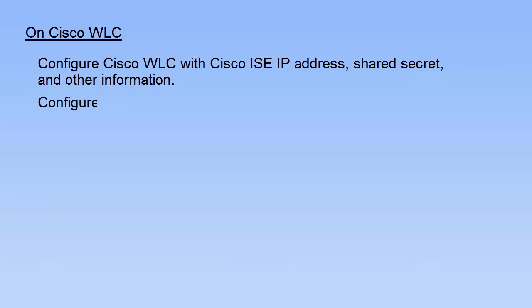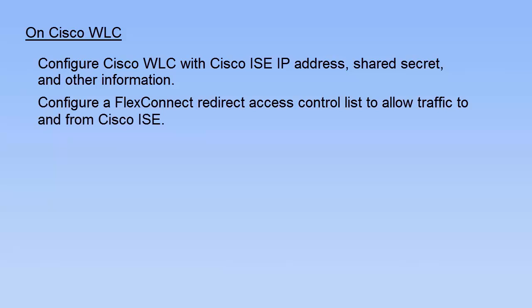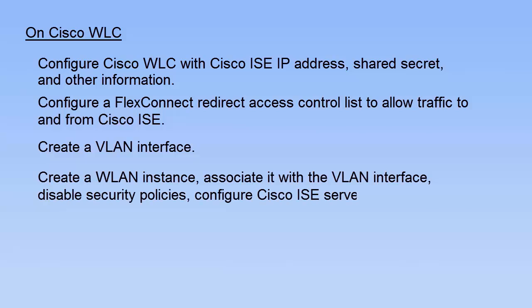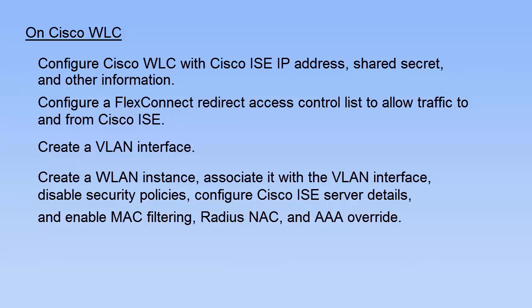Configure a FlexConnect redirect access control list to allow traffic to and from Cisco ISE. Create a VLAN interface. Create a WLAN instance associated with a VLAN interface. Disable security policies. Configure the Cisco ISE server details and enable MAC filtering, RADIUS NAC, and AAA override.